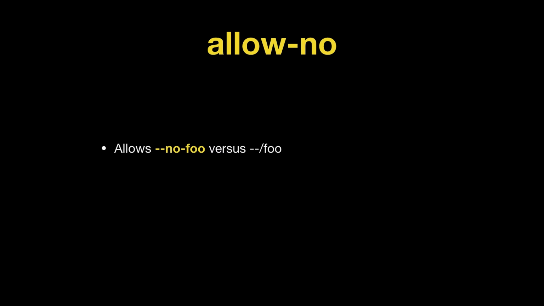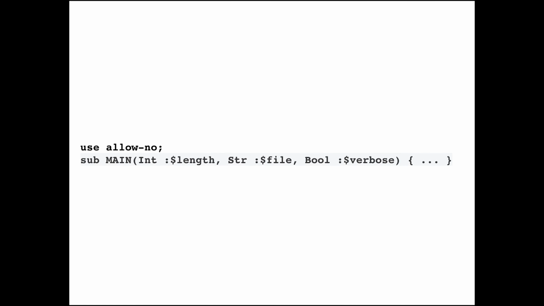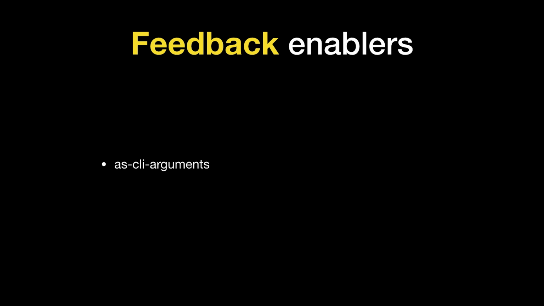The final one is allow-no. It's hardly a module, but basically it allows you to say --no- instead of --/ for Boolean options that you want to indicate are false. This will actually be in the next release of Rakudo as well as one of the SUB MAIN opts called allow-no, but the module is available already now if you want to, and will be available for all the versions of Rakudo. What do you need to do? Well, just use the module and you're done. There you go.